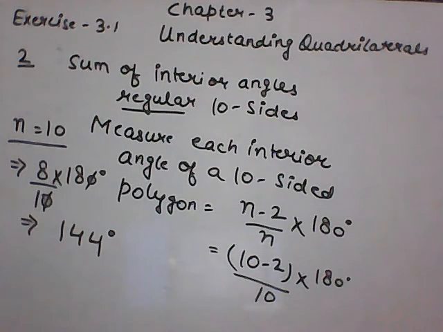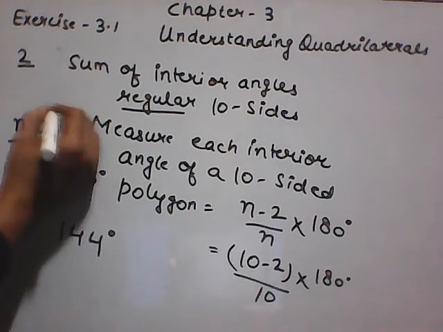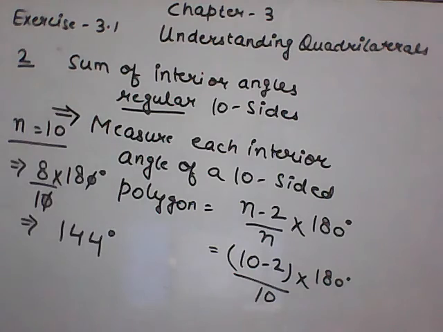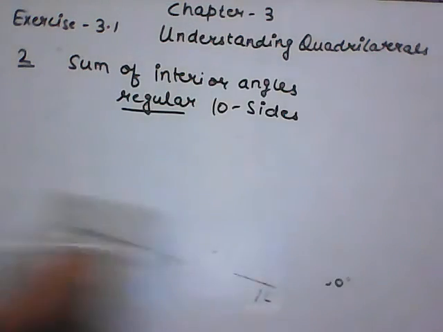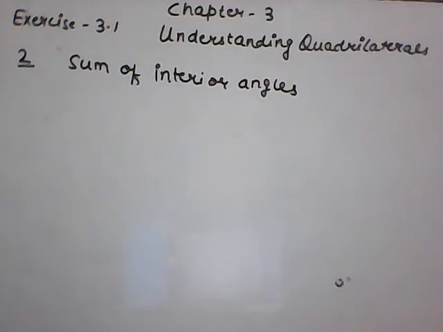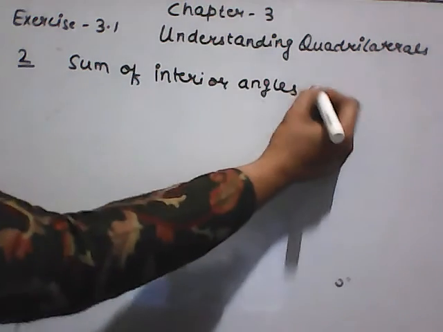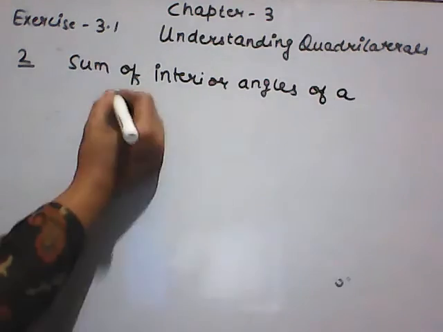Now in this way you can calculate the measure of each interior angle. Also you have to find out the sum of all interior angles of a polygon, that is equal to (n minus 2) multiplied by 180 degrees. Now, in this question, you also find out the sum of interior angles of a regular polygon.